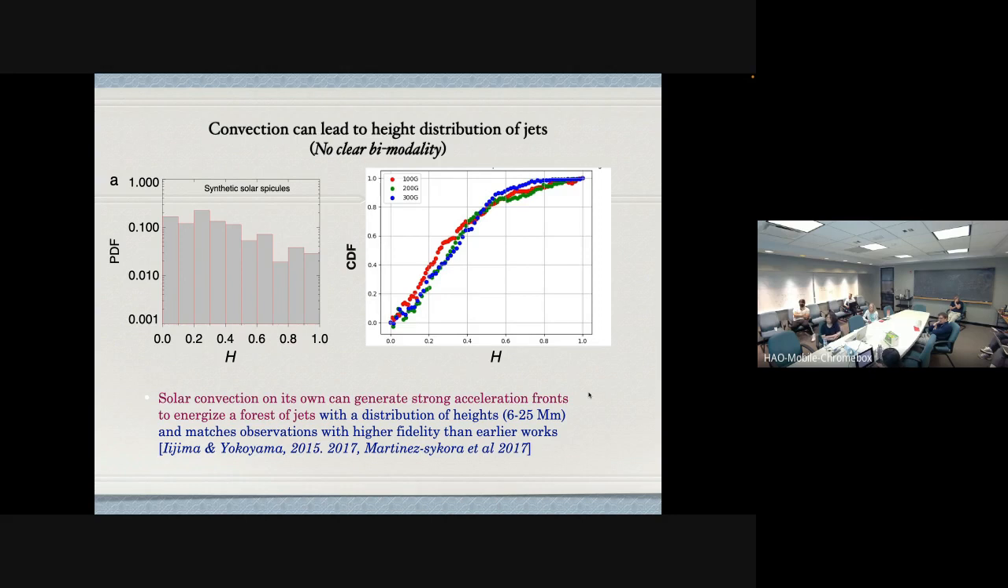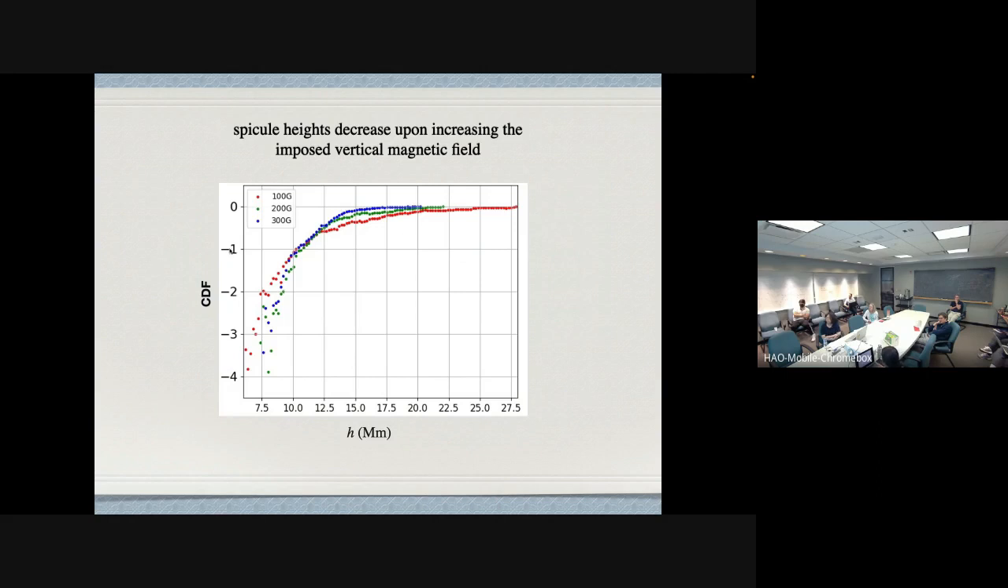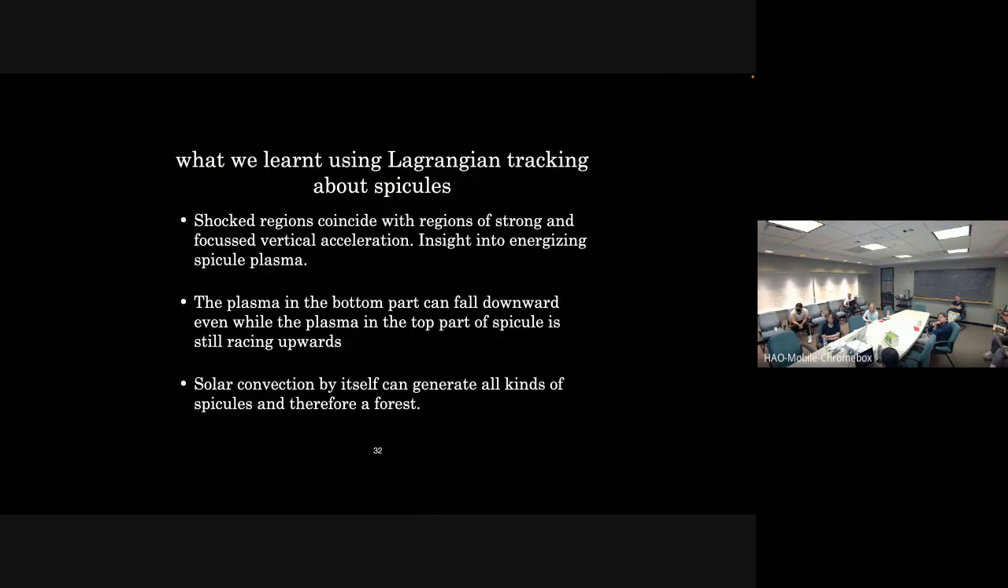Now, there's one difference that this student, Karta, found. There is this cumulative distribution function, and then he plotted it with the actual heights in the system. And what he found is that as you increase the magnetic field, there is a slight decrease in the maximum height of the spicules. So when the imposed magnetic field is less, the spicules tend to be slightly taller than when the magnetic field is stronger. This is something he has found, but we are doing some more systematic work on this so far. So these are newer results.